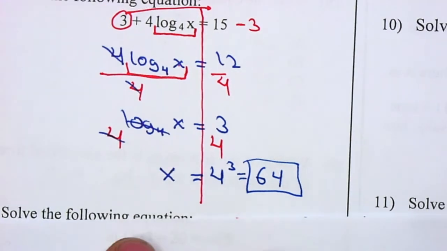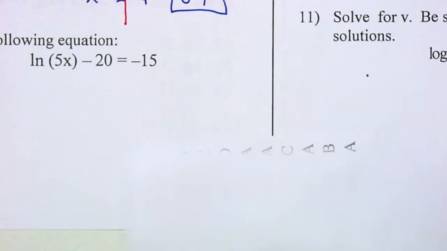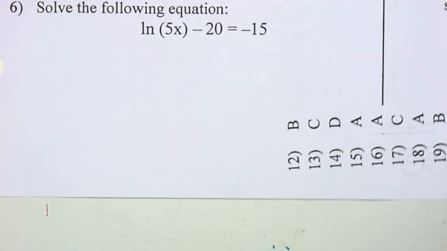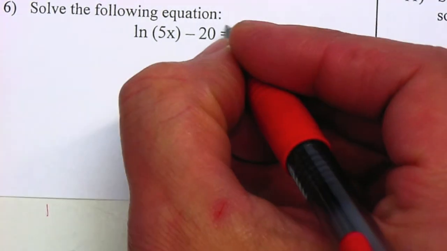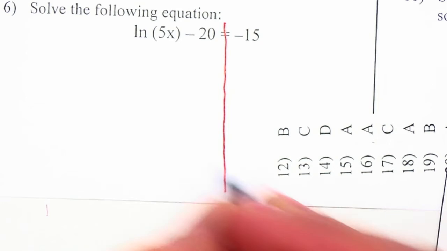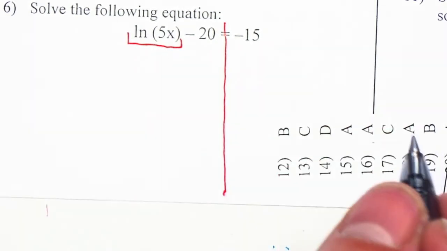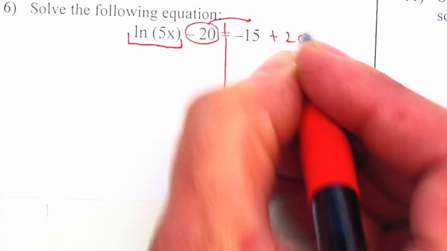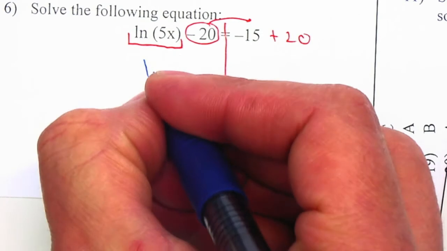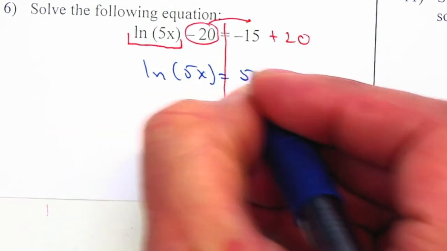Problem number 6. We want to be able to solve for x. We're going to go through the same process as example number 5. We're going to draw the line. I want to be able to isolate the log on the left. So I'm going to move my 20 to the right, becomes a positive 20. That'll be the natural log of 5x is equal to negative 15 plus 20, which is positive 5.